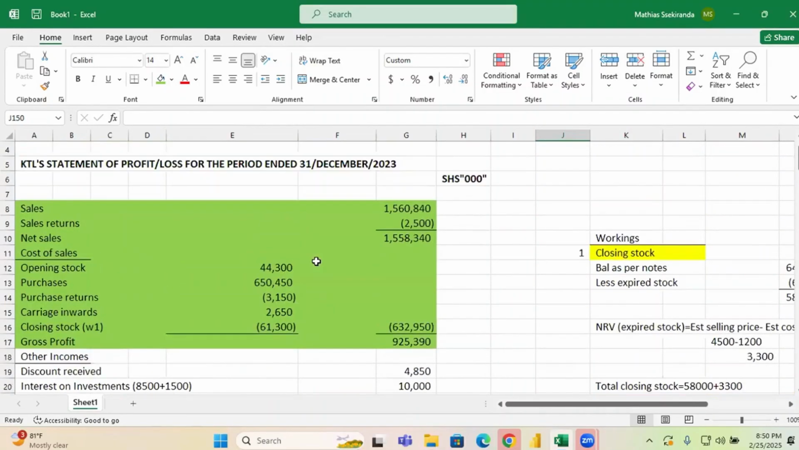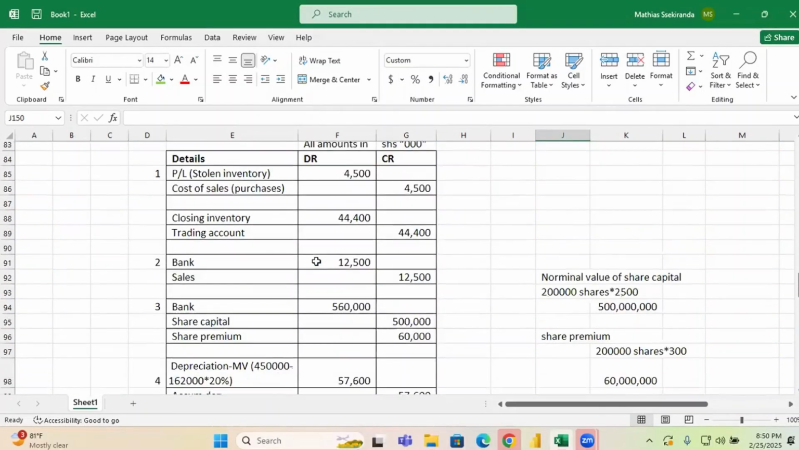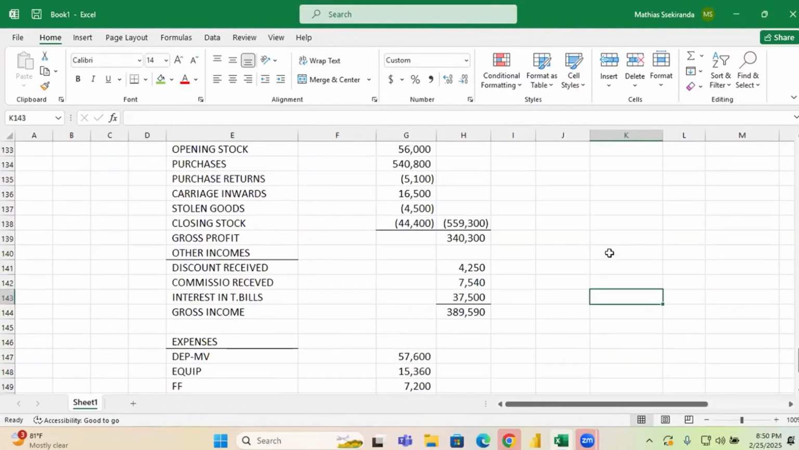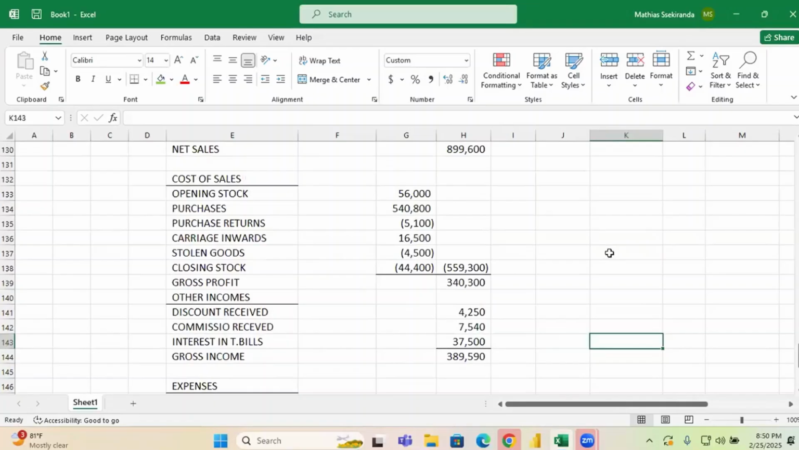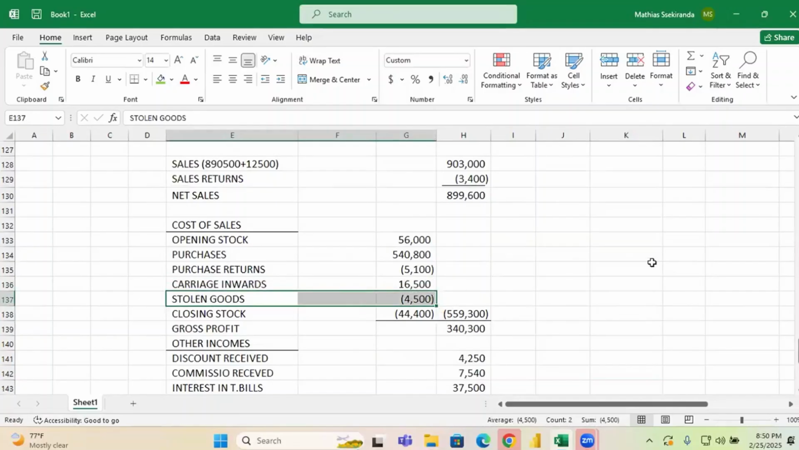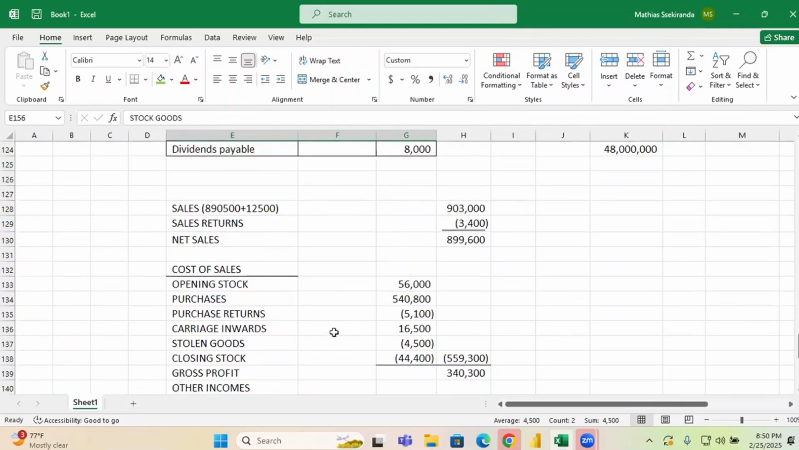No, we didn't have stolen goods in the previous number. So we are just bringing stolen goods here. And in the previous number, we brought in provision. Stolen goods is an expense, like damaged goods. You debit expenses and credit cost of sales, because you have to remove them from your purchases, since you don't have them. They have been stolen or damaged or expired. So on one hand, you recognize them under expenses, but the credit, you credit cost of sales or purchases to remove them from your purchases.